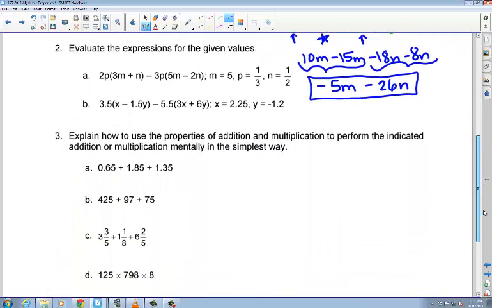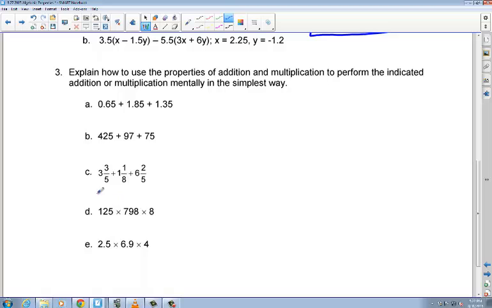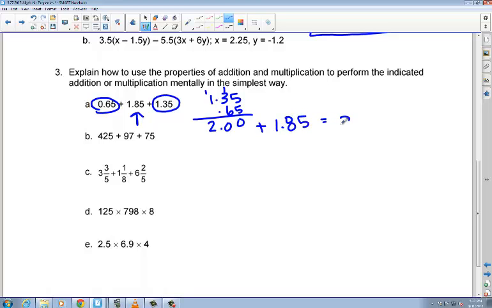If we move down to the bottom, explain how to use the properties of addition and multiplication to perform the indicated addition or multiplication mentally in the simplest way. If I see 0.65 plus 1.35, if I quickly add that in my head, I can see that it's equal to 2. And I can quickly add 2 plus 1.85. And that gives me 3.85.